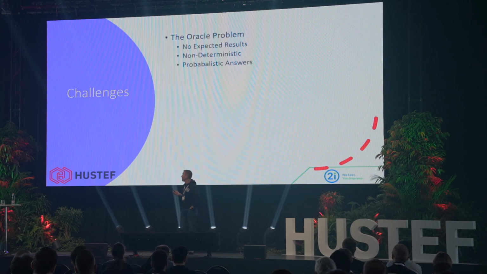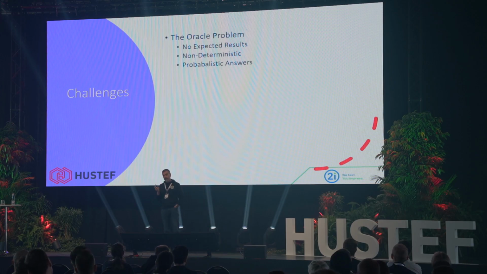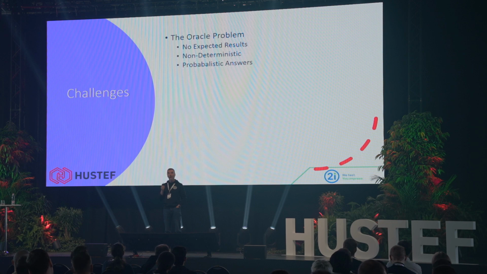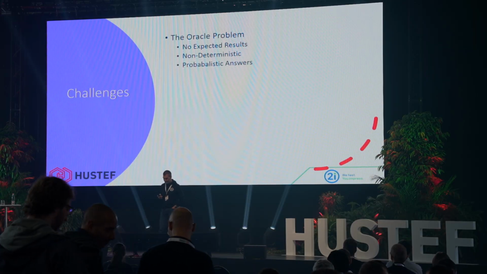So first up, we have the oracle problem. Because it's non-deterministic, the answers it's giving are probabilistic. It means that we don't have expected results in the same way that we used to. We can't say pass, fail because it said a precise number or something specific happened, which makes it quite difficult for us.